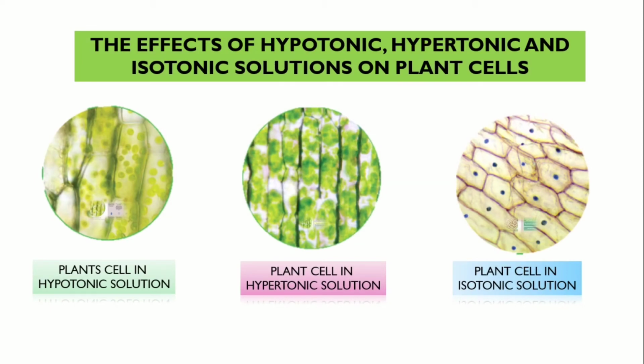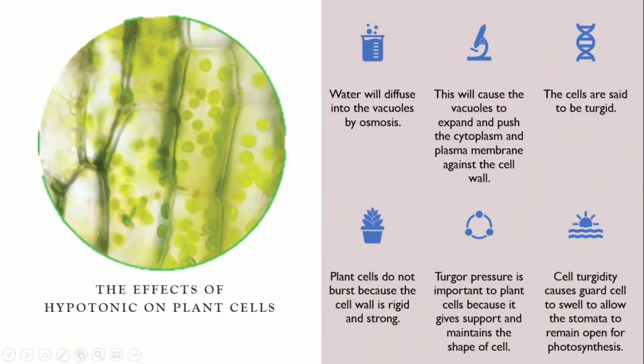Furthermore, we are going to discuss the effect of hypotonic, hypertonic, and isotonic solutions on plant cells. Let me go through the plant cell in the hypotonic solution. The water will diffuse into the vacuole by osmosis, and this will cause the vacuole to expand and push the cytoplasm and plasma membrane against the cell wall, and the cells are said to be turgid.